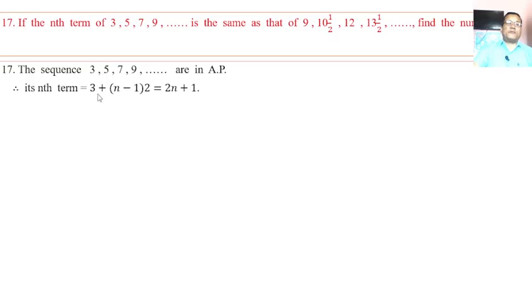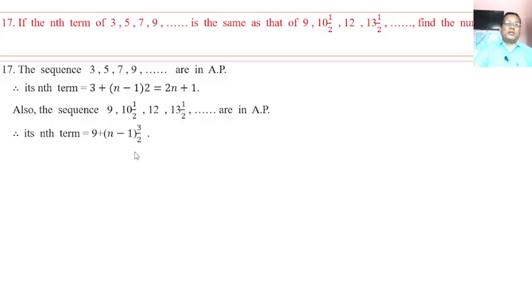Its nth term is the first term plus n minus 1 times the common difference, which is 5 minus 3, that is 2, so twice n plus 1. Also the second sequence is in AP. Therefore its nth term is first term 9 plus n minus 1 times the common difference, 10 half minus 9, that is 1 half, that is 3 by 2. By the question, equating and solving, we get n equal to 13. So the 13th term of this is the 13th term of the other.